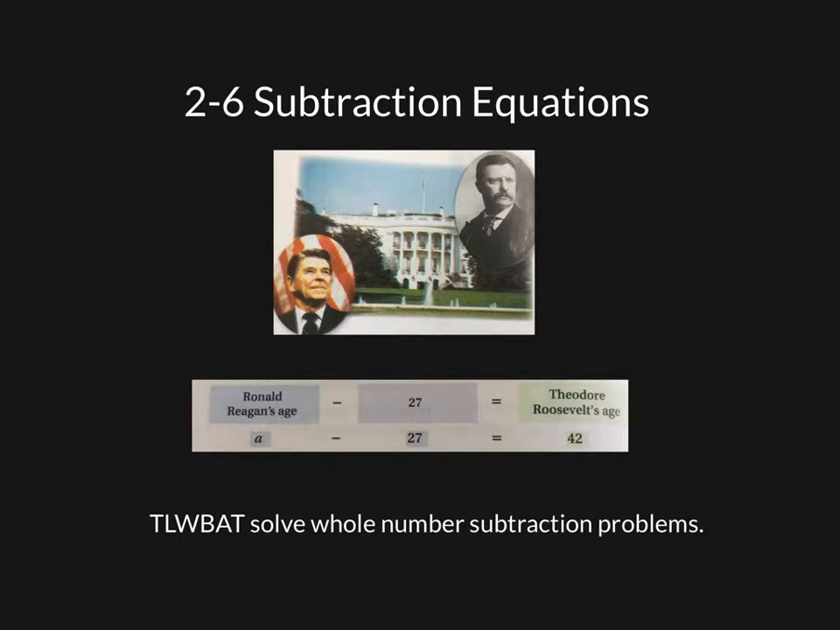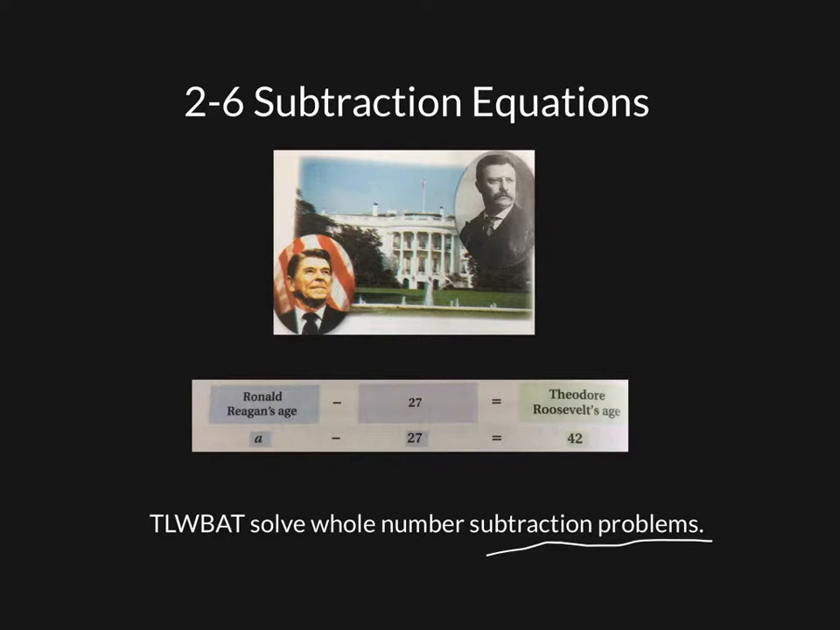Today we're going to be talking about subtraction equations, which is a lot like our study yesterday of addition equations, just we're going to be doing the opposite. But you'll still be following all of the same steps. Our goal is that you would be able to solve whole number subtraction problems.